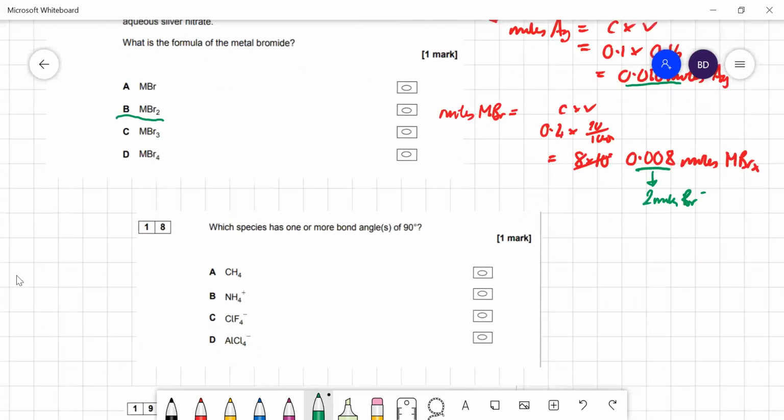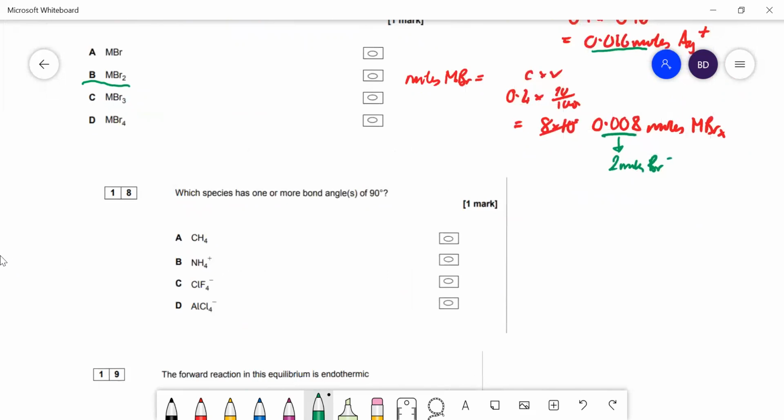18. Which species has one or more bond angle of 90 degrees? Well, methane is tetrahedral. They're all 109.5. That's wrong. This one is also tetrahedral. You've got 4 bonding pairs in NH4. Right, so that's 109.5 because you've got three normal bonds and 1 dative bond.